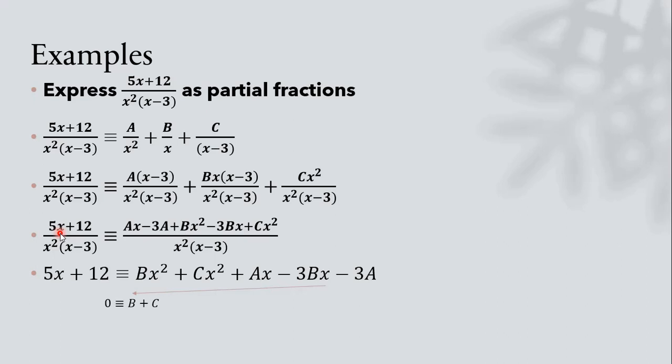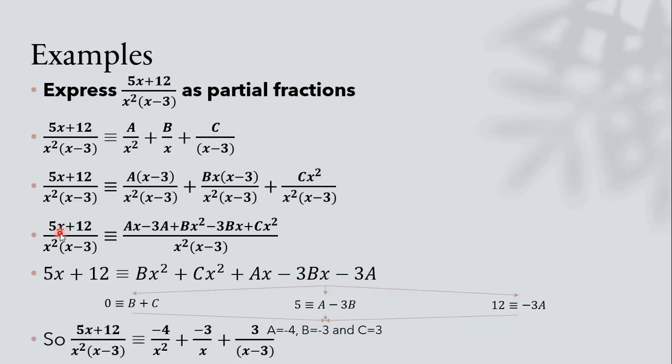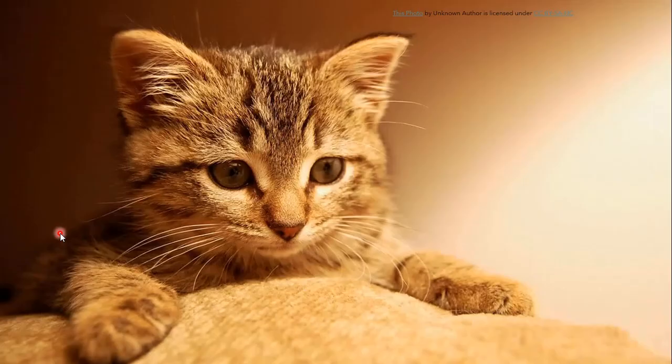And the x term on the left-hand side is 5, must be the same as a minus 3b, and the number term on the left-hand side is 12, and that must be the same as minus 3a. We then solve them simultaneously, and we end up with a equals minus 4, b equals minus 3, and c equals 3. So 5x plus 12 over x squared lots of x minus 3 must be the same as minus 4 over x squared plus minus 3 over x plus 3 over x minus 3. Okay, so that is the end.